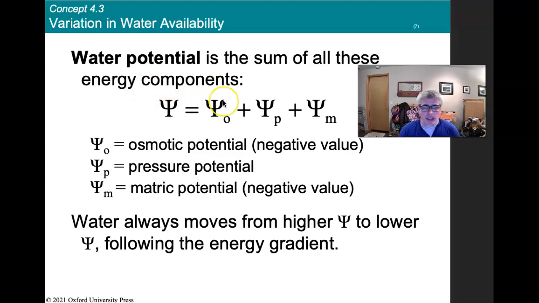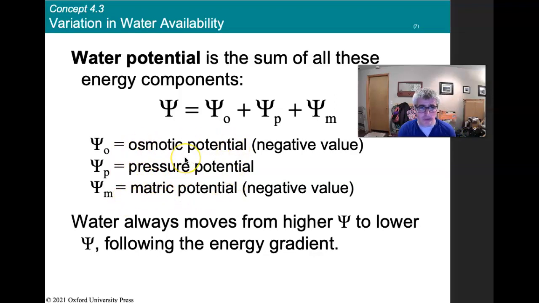So this equation, when you look at it, just makes my eyes turn sideways. This is the Greek symbol psi. He pronounced it psi. I believe psi is the correct way of pronouncing it, but however you want to is fine. And this is the uppercase psi symbol. So what we're saying is that water potential is the sum of osmotic potential, pressure potential, and matrix potential.